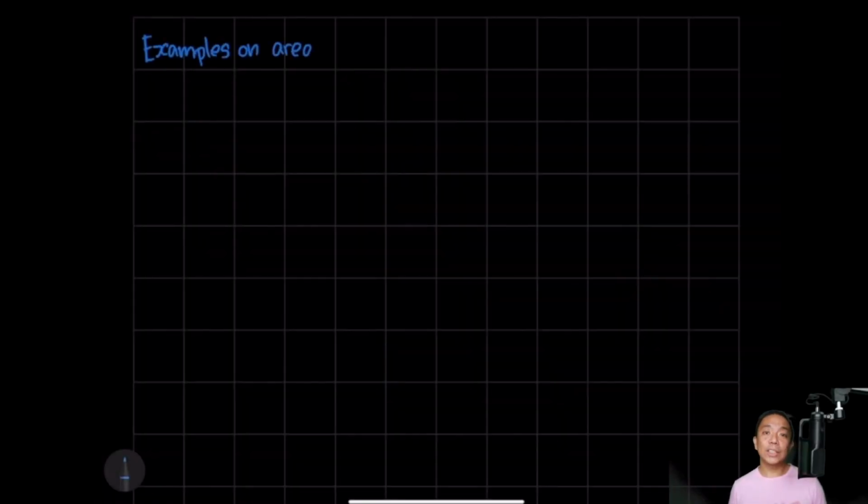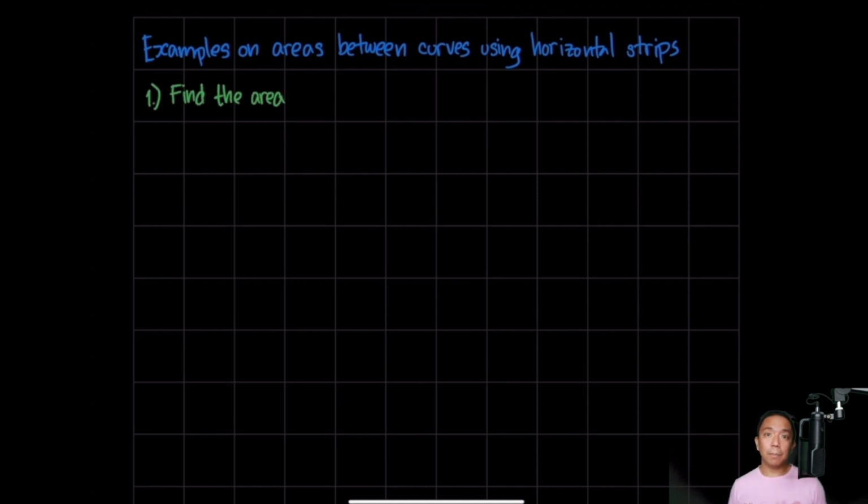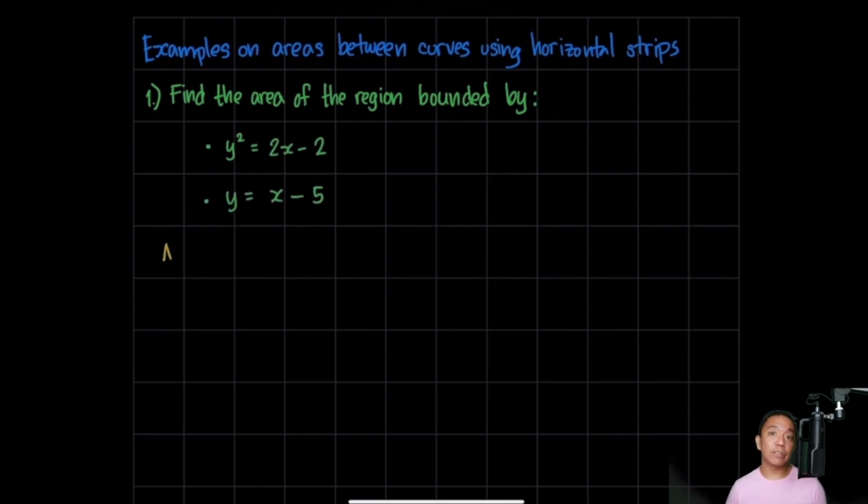Good day. So in this video, magdi-discuss tayo ng examples on our topic which is yung areas between curves using horizontal strips. For the first problem, I want to go back dun sa last problem nung examples natin on areas between curves using vertical strips. So ito yung area of the region bounded by the curves y squared equals 2x minus 2 tsaka y equals x minus 5. So ito din yung problem dun sa isa nating video previously. So I'll post a link dun sa video dito sa taas.